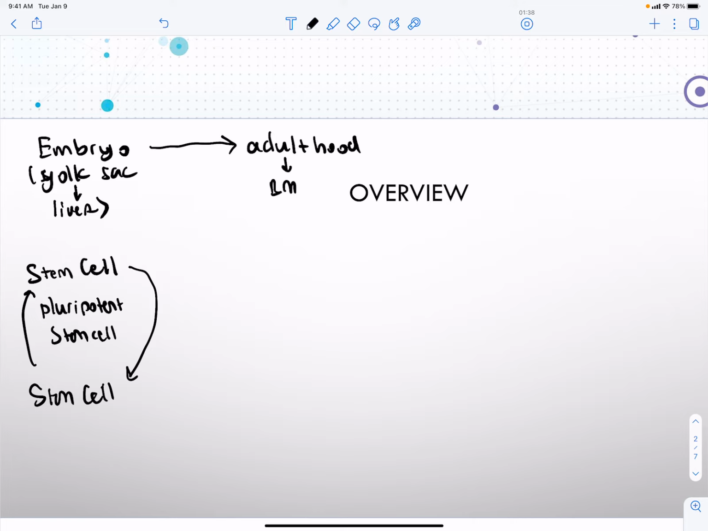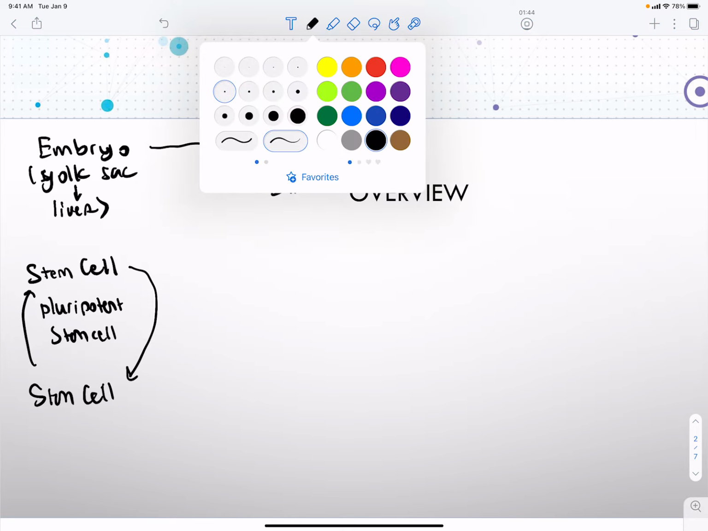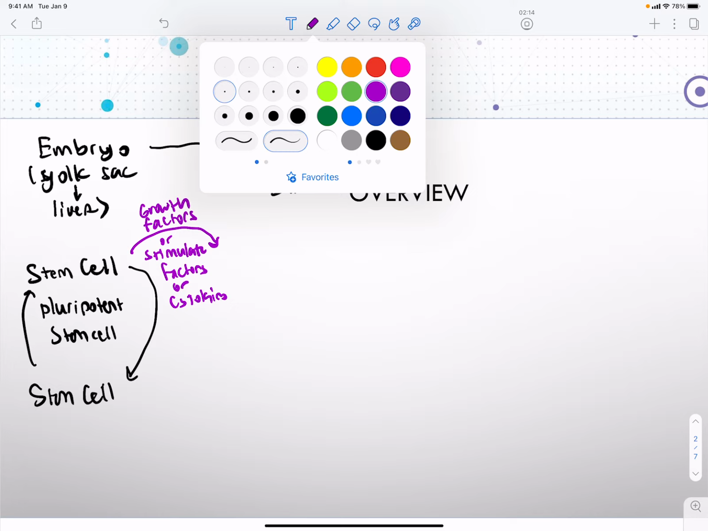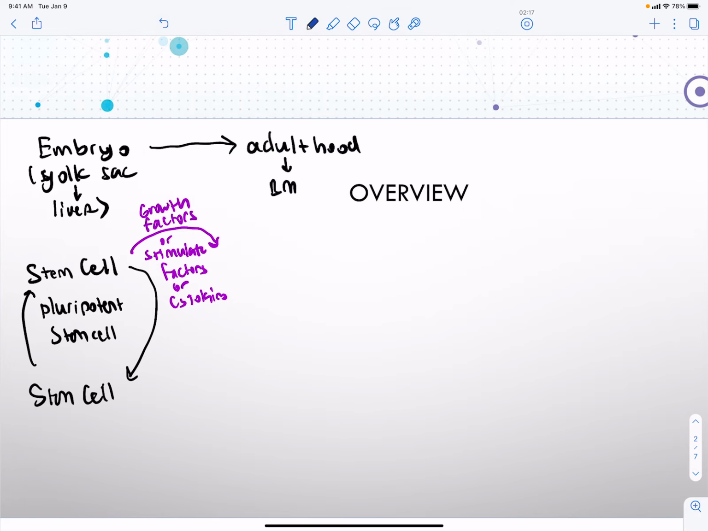It might be a red blood cell, it might be a platelet, it might be a B cell, it might be a T cell. There's going to be some sort of growth factors or stimulating factors or cytokines. And then they're going to get the message that now we need to make a different cell type. And this cell type that this pluripotent stem cell within the bone marrow will make is going to be a myeloid lymphoid progenitor cell.